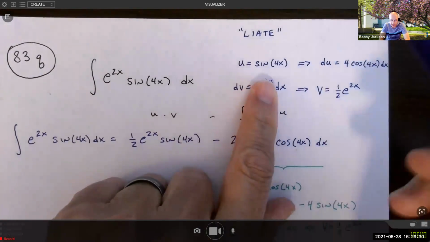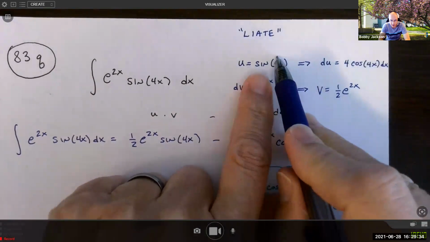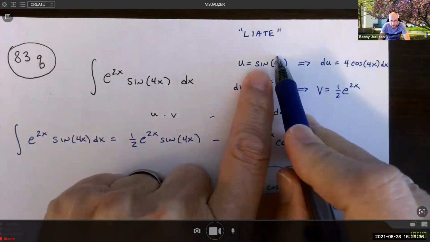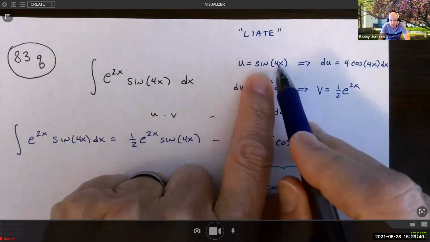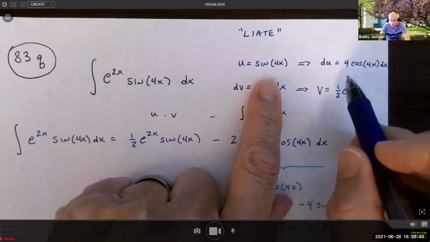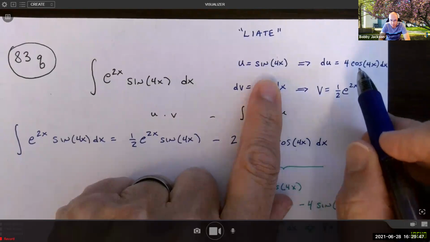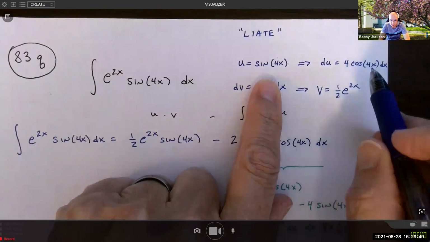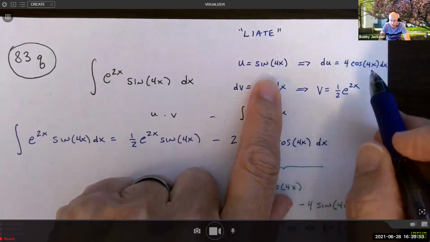So you have to remember the chain rule, right? The outer function is sine, inner function is 4x. So it's the derivative of the outer function, which is cosine, evaluated at the inner function 4x, times the derivative of the inner function 4x, which is 4. So it's 4 times cosine of 4x. And don't forget our dx.